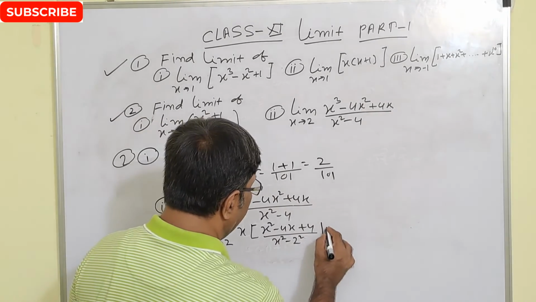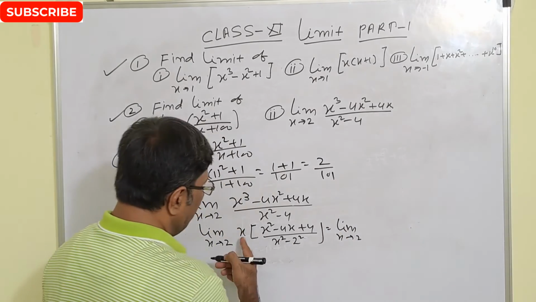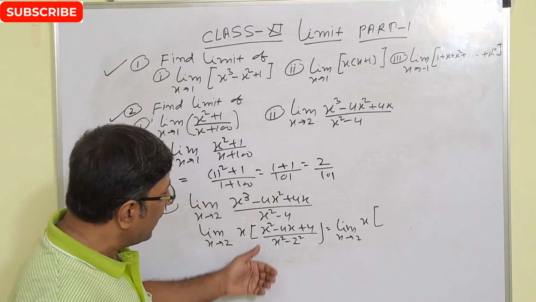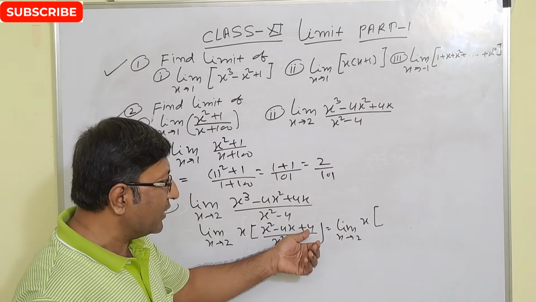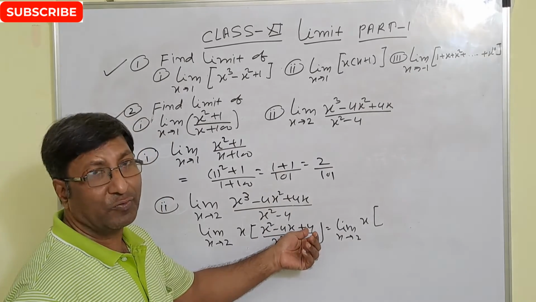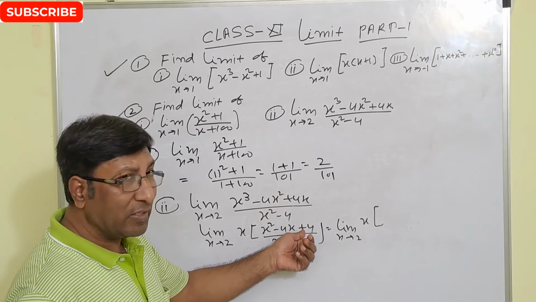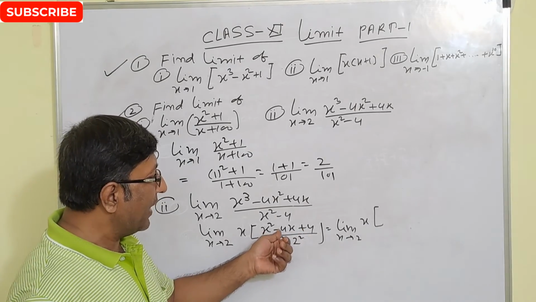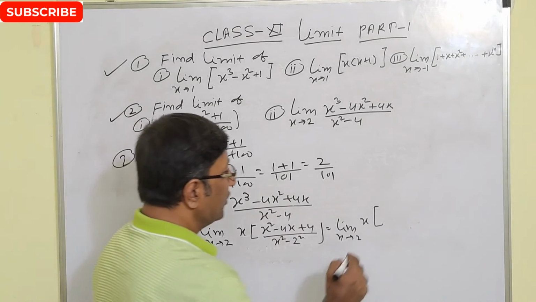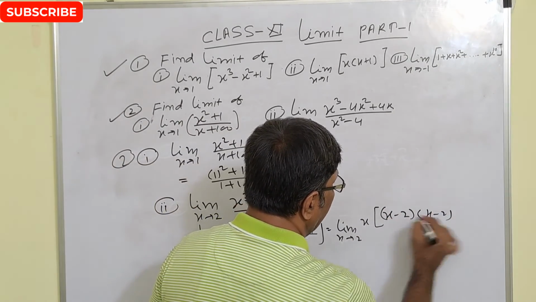Again, limit x tends to 2, x is the same here. Now x square minus 4x plus 4, what can we write? This is (x minus 2) whole square, because (x minus 2) whole square is x square minus 4x plus 4. So we can write (x minus 2) into (x minus 2).